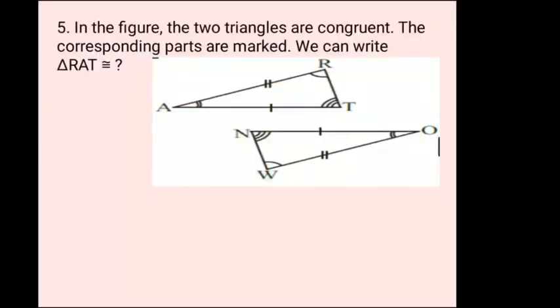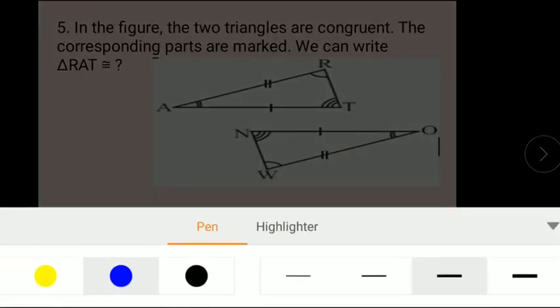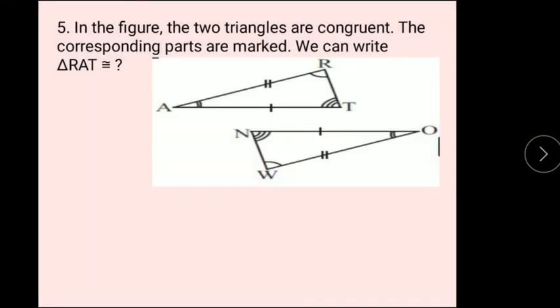So in the figure the two triangles are congruent. Okay, two triangles are congruent. Let me choose the pen here. Today I'll choose the red pen. So they are saying that in the figure two triangles are congruent. So these two triangles are congruent. The corresponding parts are marked here, like this, marked with double line, single line, also with a line segment.